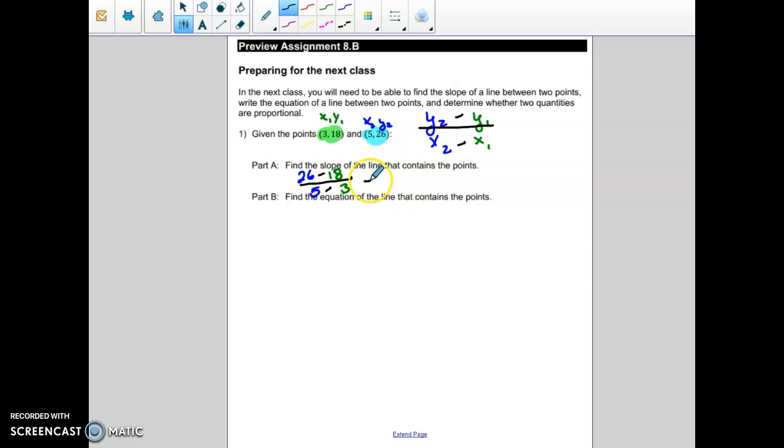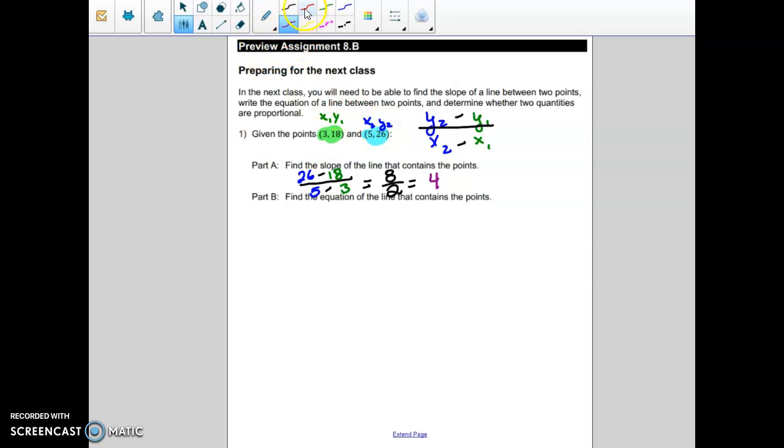We'll go ahead and say that 26 minus 18 is going to give us 8. 5 minus 3 gives us 2. When we reduce this, we get 4. Actually, I'm going to go ahead and write this 4 in a different color. Let's go with purple.